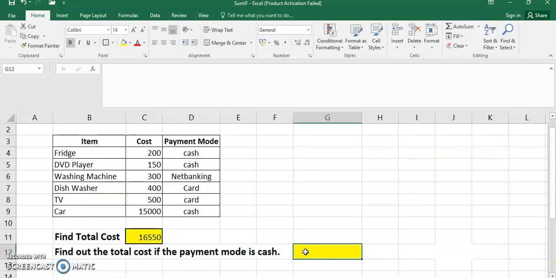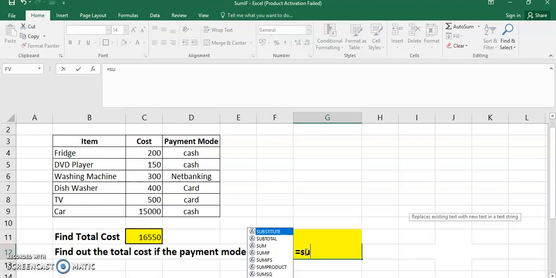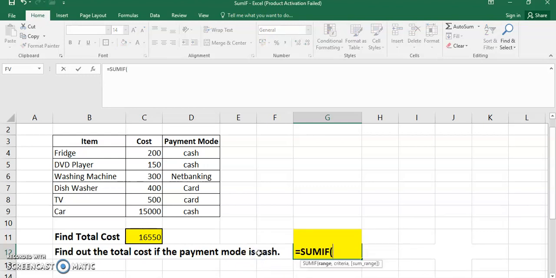Every formula starts with an equal to sign. I am writing the equal to sign, then SUMIF. The formula SUMIF has 3 arguments: range, criteria and sum range. Range is where the criteria exist. The range is the group of values from which we have to find the criteria. The criteria is cash. So the payment mode column is basically the range.